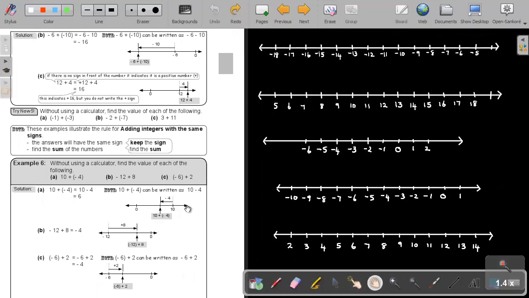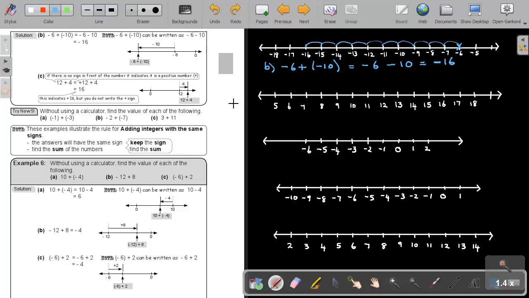Okay, let's look at number B. It was negative 6 plus negative 10. We can actually rewrite this as negative 6 minus 10. I want you to take notice that there is standing negative 6, the 6 grabbed the negative, and there is standing negative 10. So let's start at negative 6 and we move 10 units to the left. 1, 2, 3, 4, 5, 6, 7, 8, 9, 10. So the answer will be negative 16.